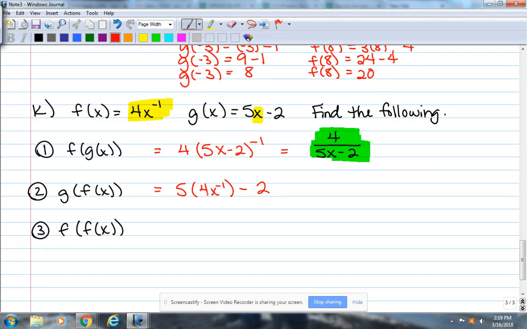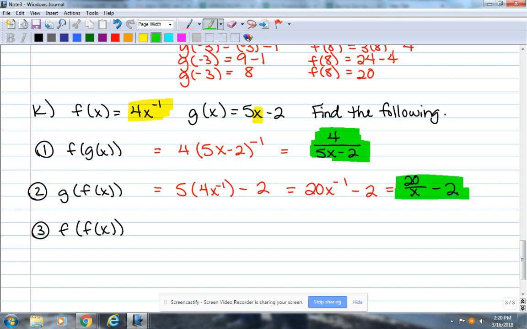So multiply here. 5 times 4x to the negative 1. Isn't that 20x to the negative 1? And then minus 2. And negative exponents go to a denominator. 20 does not have a negative exponent, just the x does. So the answer is 20 over x minus 2. That's your final answer. Does that make sense? 20 over x minus 2. You can't put that on the numerator. You cannot.